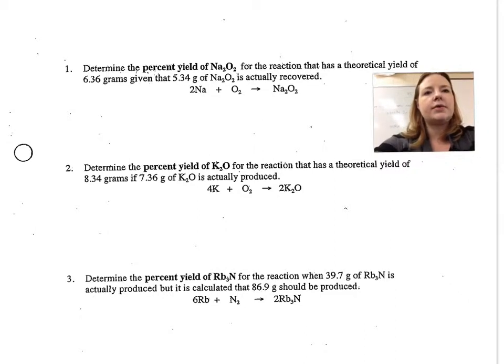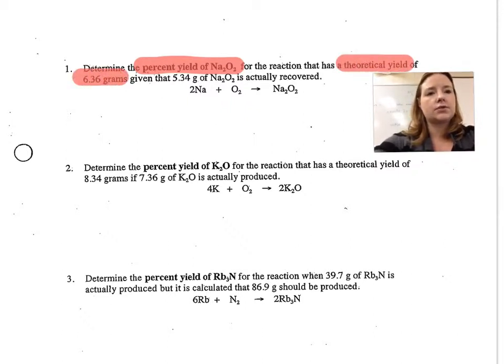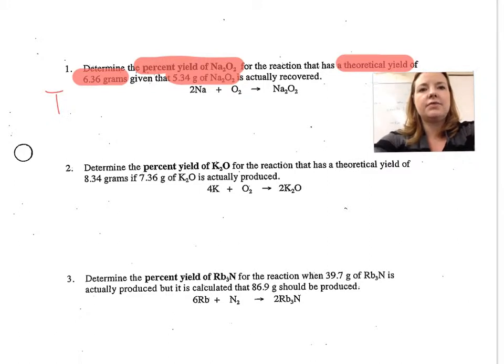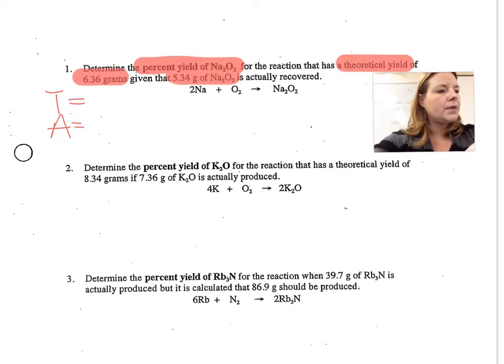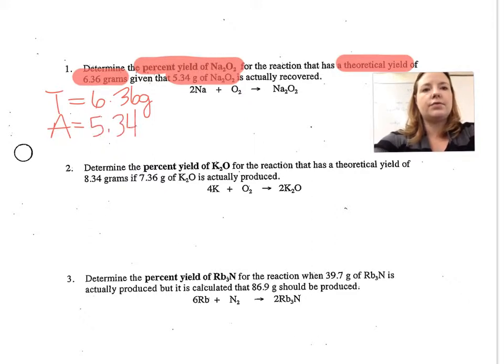So it says that we want to figure out the percent yield of Na2O2. We are told that we have a theoretical yield of 6.36 grams, and that what we actually get is 5.34 grams. So what I would do is I would actually lay this out. I'd put a T for myself of what my theoretical is. I put an A for myself of what my actual is. My theoretical is 6.36 grams. My actual is 5.34 grams.